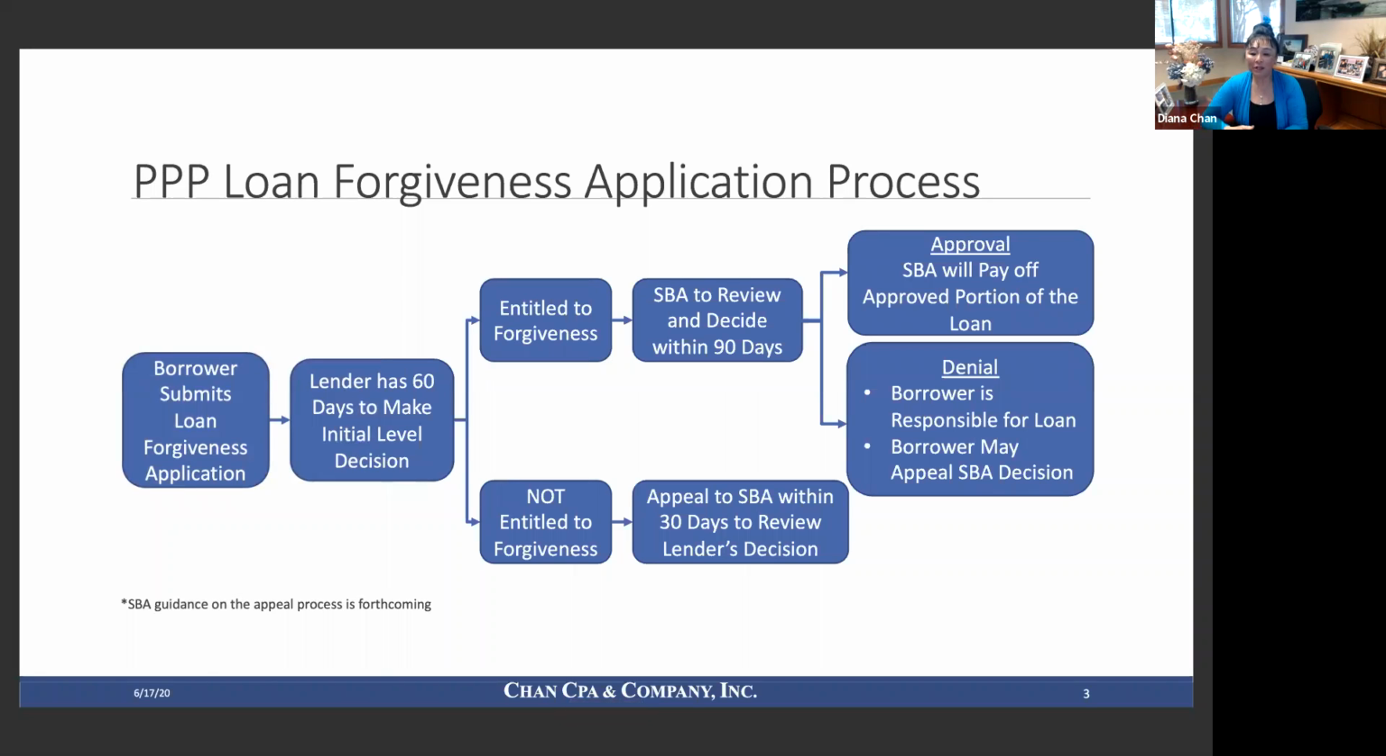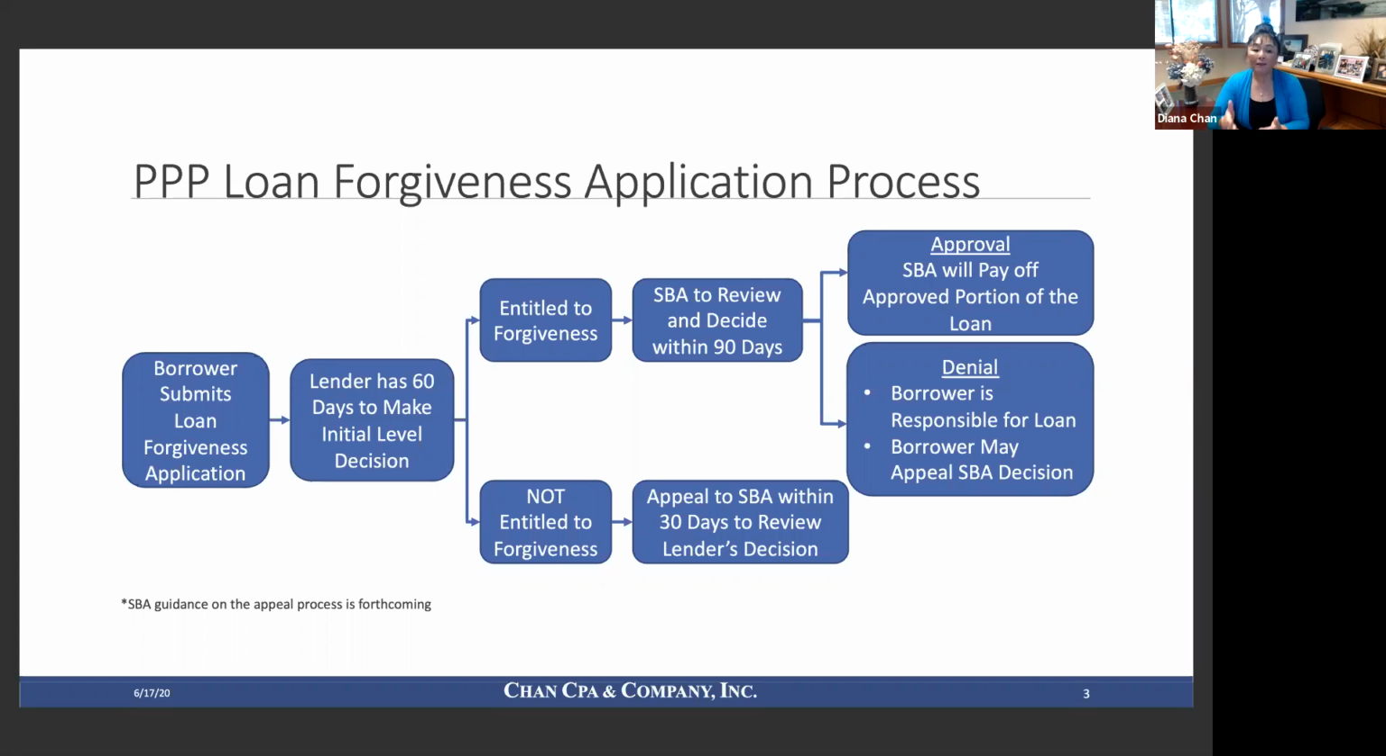What we wanted to go over right now is what the PPP loan forgiveness application process is going to look like. I thought it would be best to put it into a flow chart. Number one, first the borrower will submit the loan forgiveness application. This could be that we will help you with that application format, or it could be that someone in your organization would help to complete this forgiveness application.